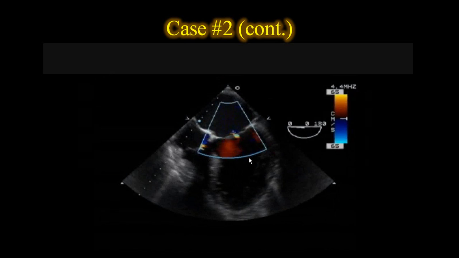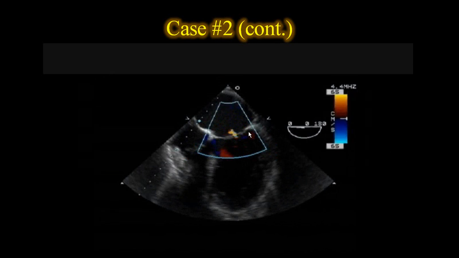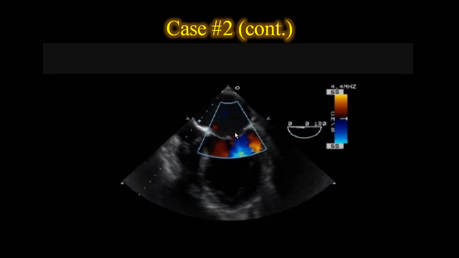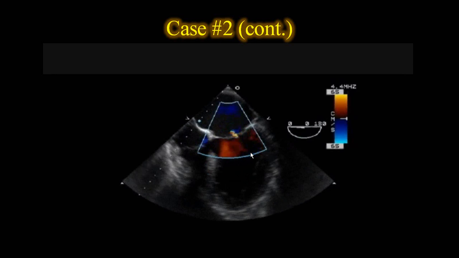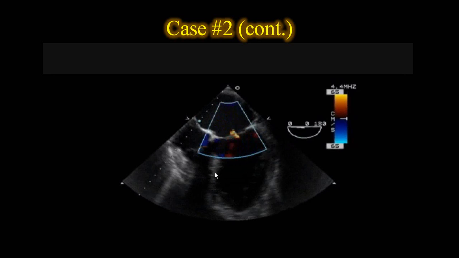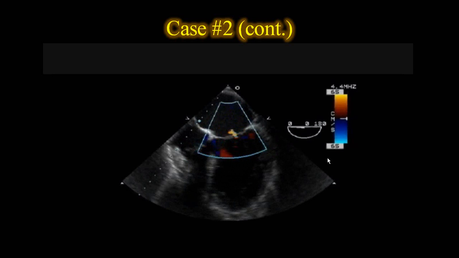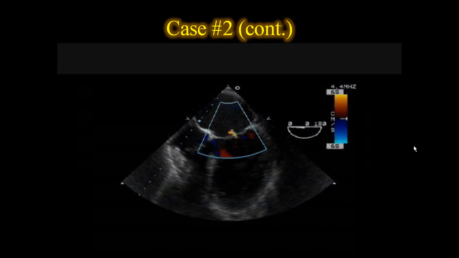And we put on some color Doppler to assess the competency of the mitral valve, because frequently when the ventricle becomes ischemic, the mitral valve can become incompetent. In this case, blood pressure was so low and the heart was so weak, I don't think it could actually generate any significant mitral regurgitation.